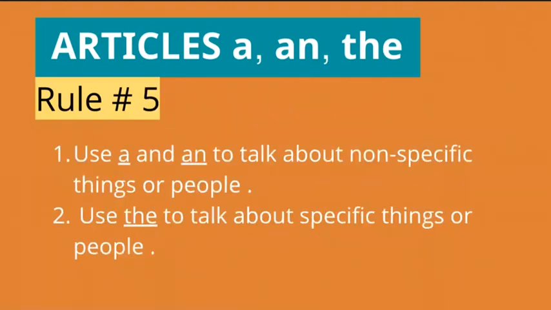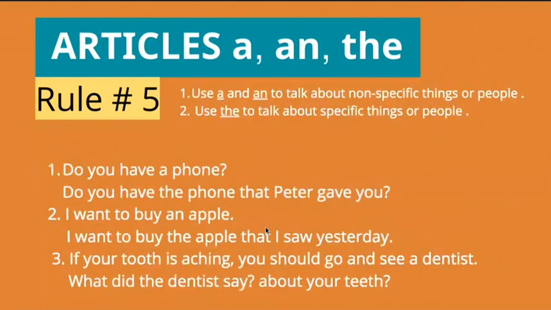Next, rule number 5, use a and an to talk about non-specific things or people. Use the to talk about specific things or people. Right, that's rule number 5. For example, here we have sentences. Do you have a phone? Okay, use a because it's non-specific. Do you have the phone that Peter gave you? So you use the because you're talking about the phone that Peter gave you.